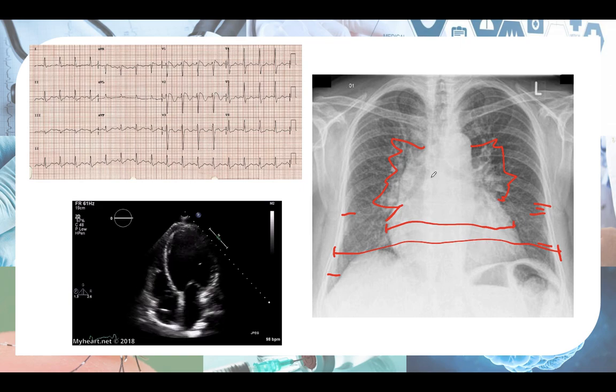D stands for dilated upper lobe vessels, which I cannot appreciate here, but there are vessels in your lungs, and you can probably see them if they are clear, but I can't really appreciate them.